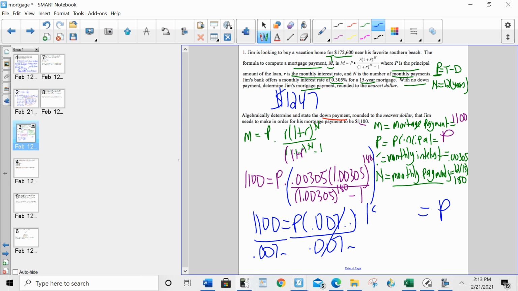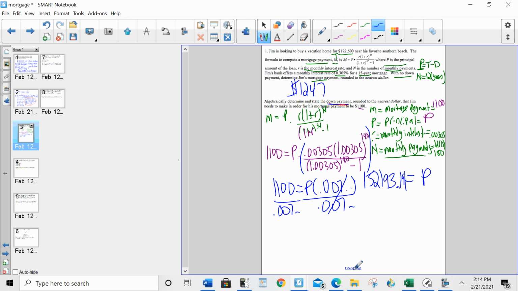152,193. 152,193 points. Might as well write the rest down. 191. That's P. It wants D. Well, your principal is your total minus your down payment. Or you could look at it the other way. Your down payment is your total minus your principal. Either one is the total minus the other. So it's probably going to be easier to just use this one.